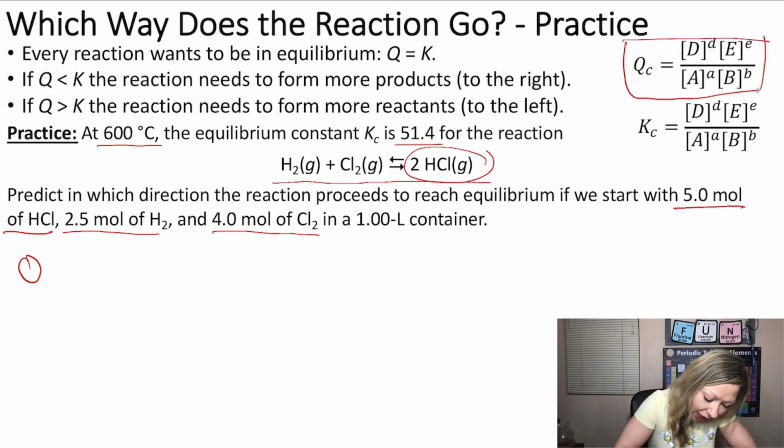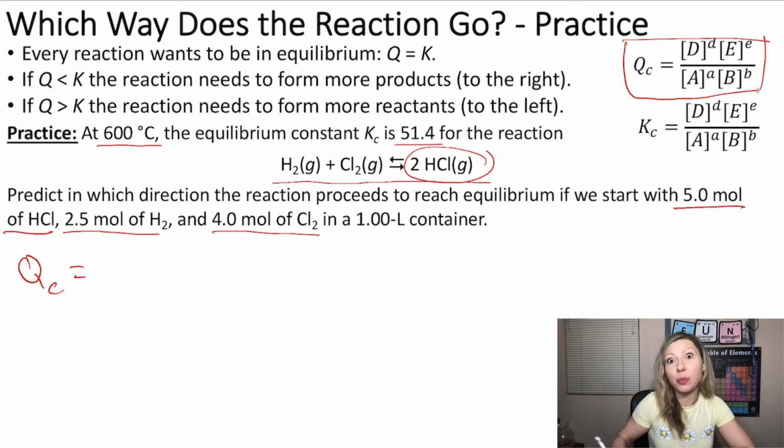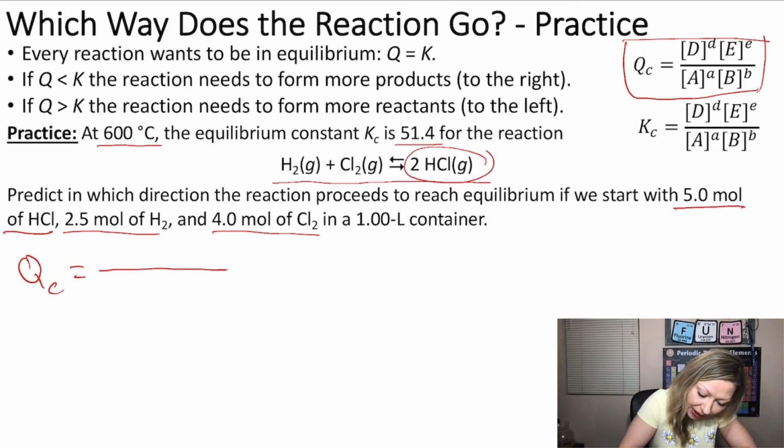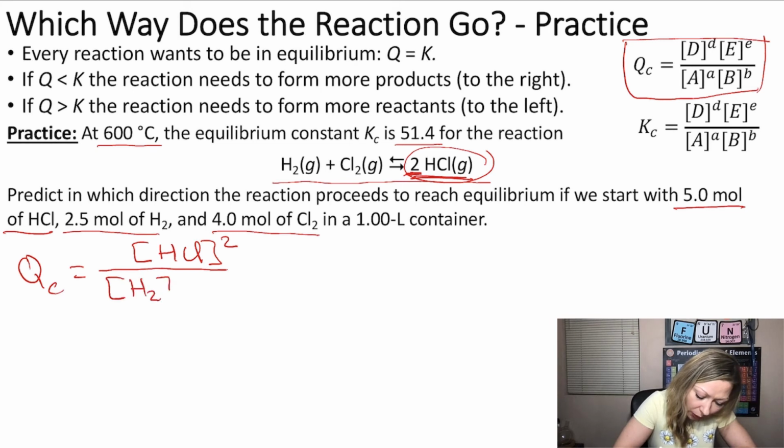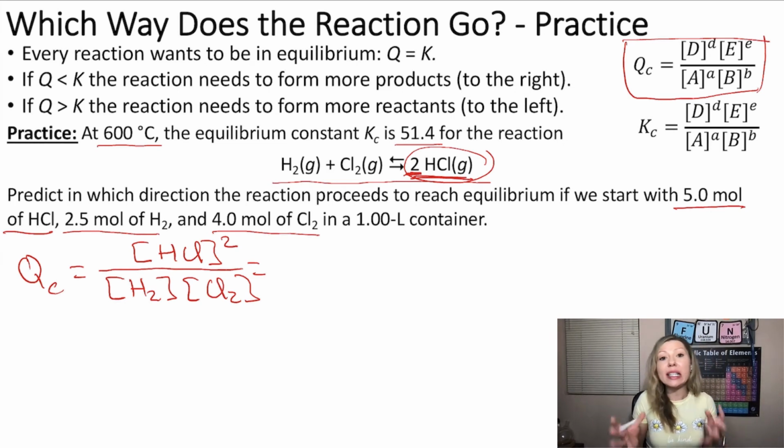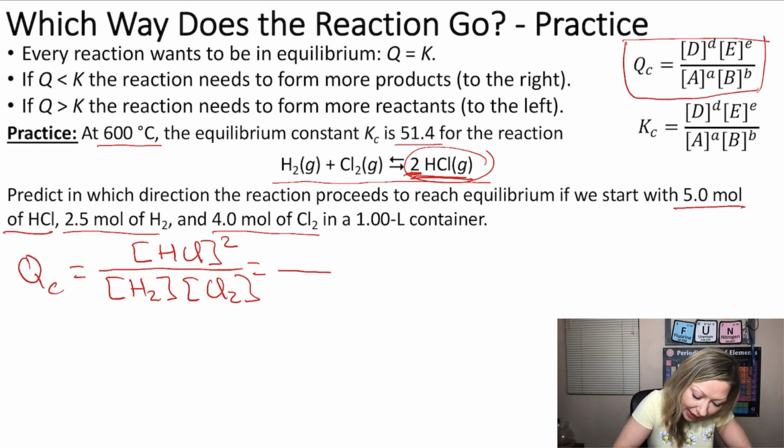So the expression will be the same as the expression for the equilibrium constant. So Qc equals the concentration of our products, HCl, and we need to square this because of this 2 right here, divided by the concentration of H2 multiplied by the concentration of Cl2. So remember that these are current conditions, not equilibrium conditions. Now we just need to plug in the numbers.